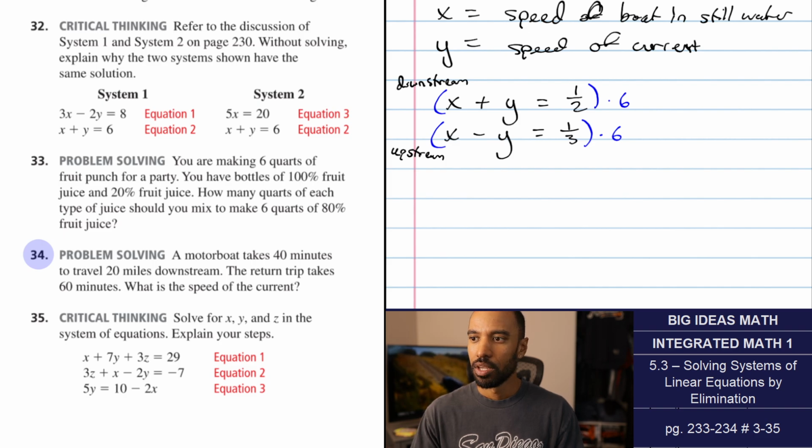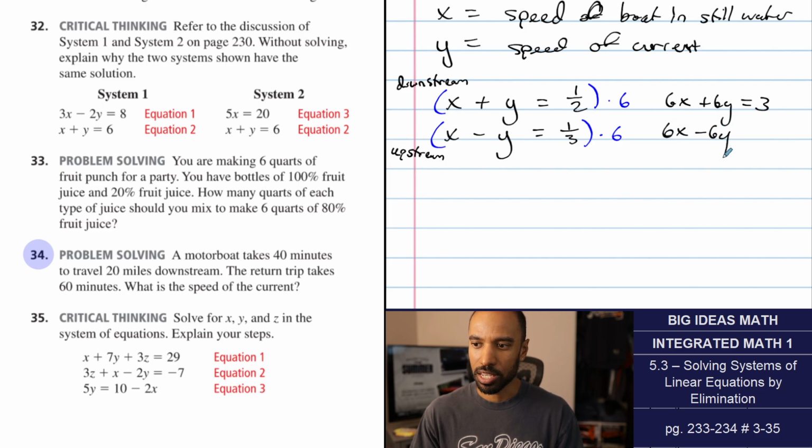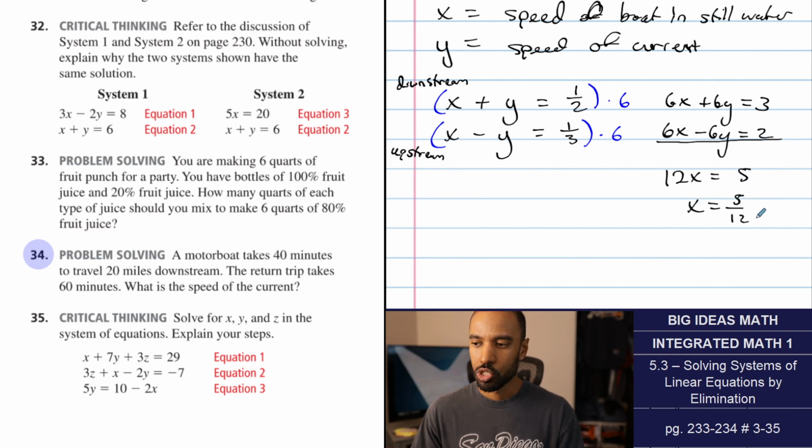because I don't want fractions. So here I'm going to have 6x plus 6y equals 3 and 6x minus 6y equals 2. Now my answer might be fractions ultimately. I just don't want to deal with fractions on that one part. Y's eliminate. You get 12x equals 5 and divide by 12, you get x equals 5/12. This was the speed of the boat in still water. You'd be traveling 5 miles per 12 minutes, which is kind of weird.